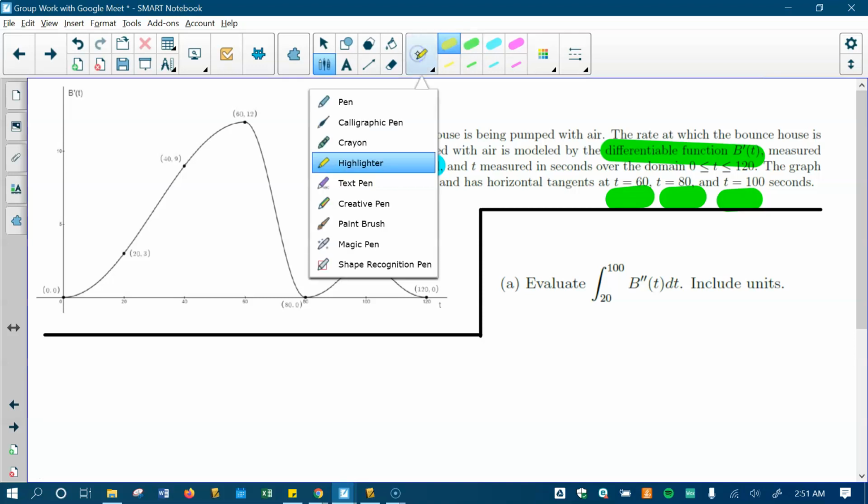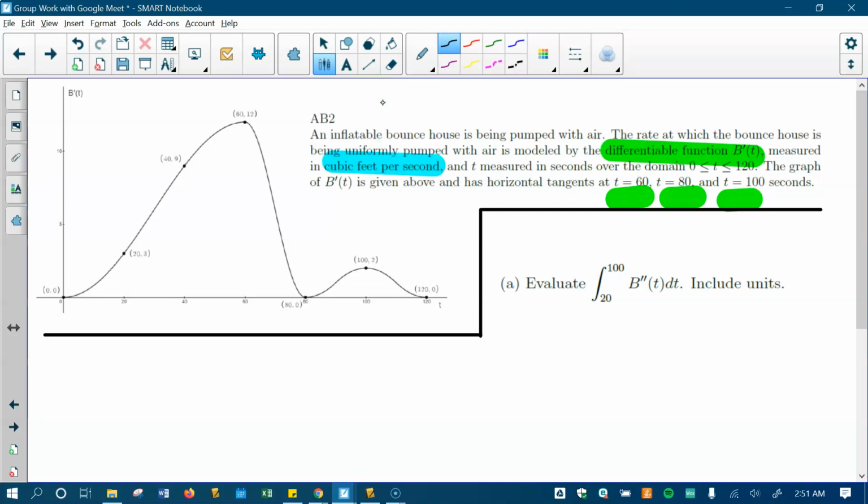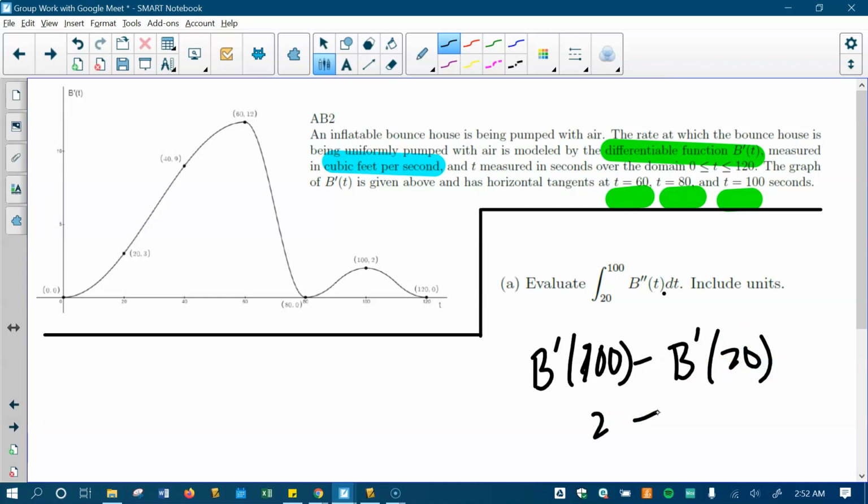So here's how we'll evaluate it. It's the integral of a derivative, a second derivative. So the antiderivative of the second derivative is the first derivative. And we'll evaluate top minus bottom. b prime of 100 is 2, minus b prime of 20, which is 3. So we have negative 1. Now it doesn't ask you to interpret this, which is fine. If you were to interpret this, you would be saying that the net change of the rate is decreasing by 1 cubic feet per second.